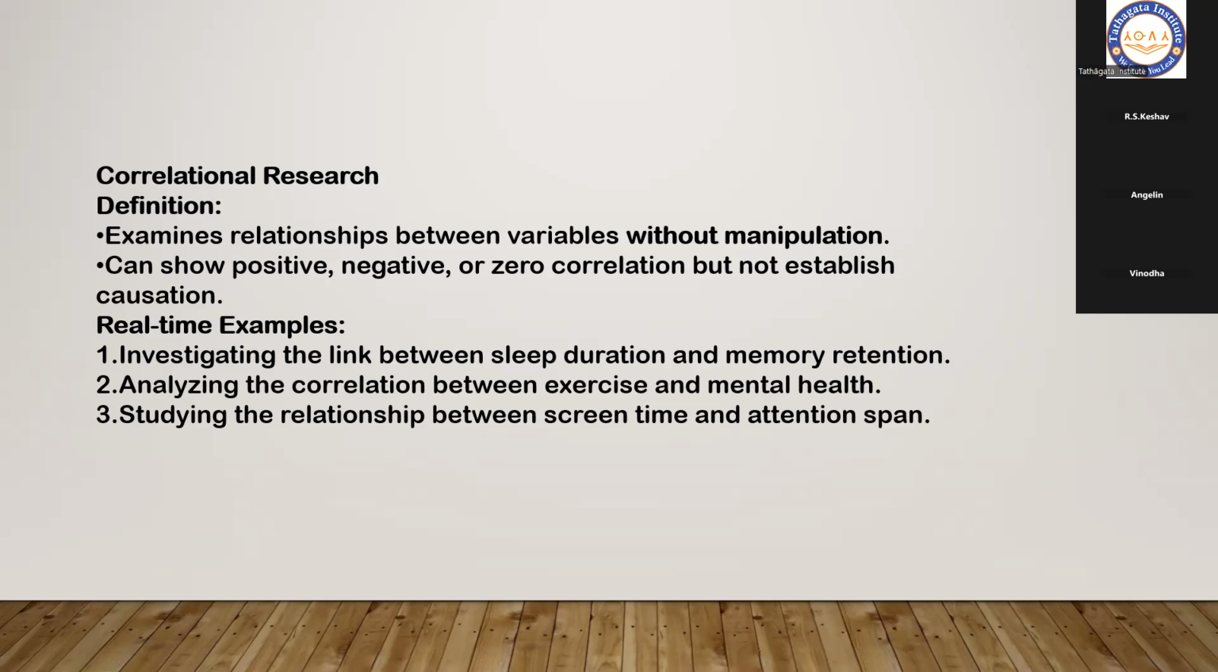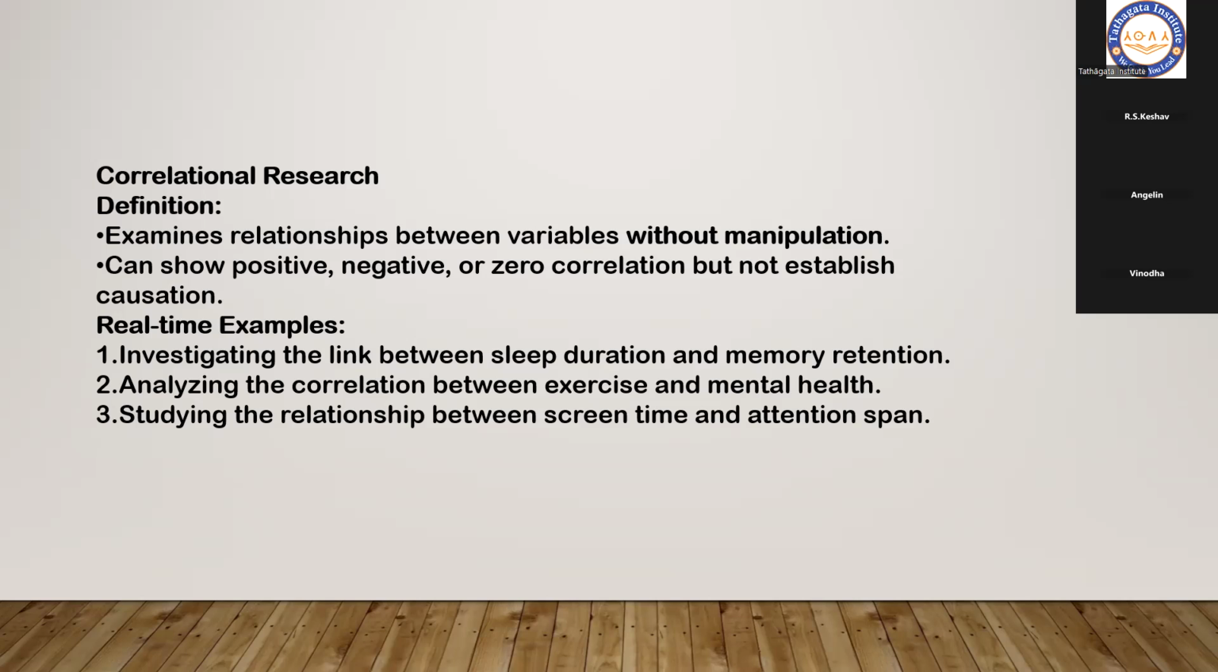The real-time examples would be investigating the link between sleep duration and memory retention. The better the sleep quality is, the better the memory is. These are relationships between two factors: one is sleep, the other factor is memory. Another is analyzing the correlation between exercise and mental well-being. When a person does exercise, how is his mental health?